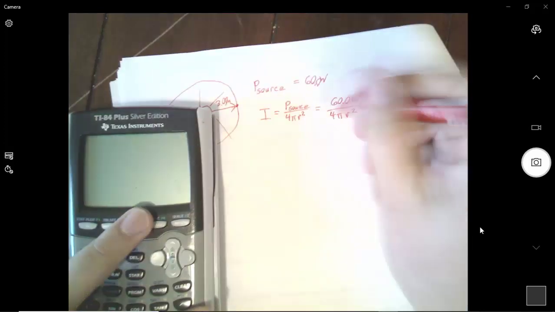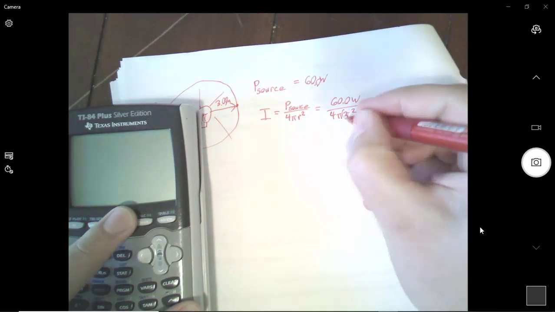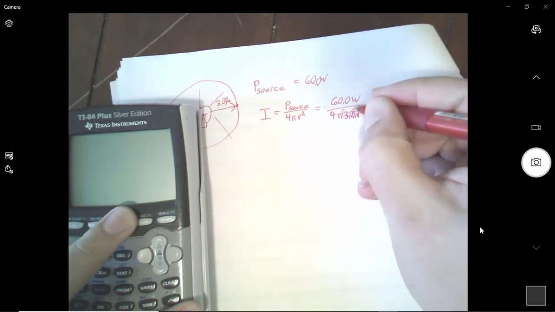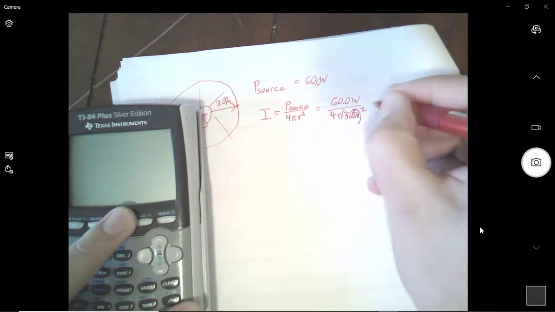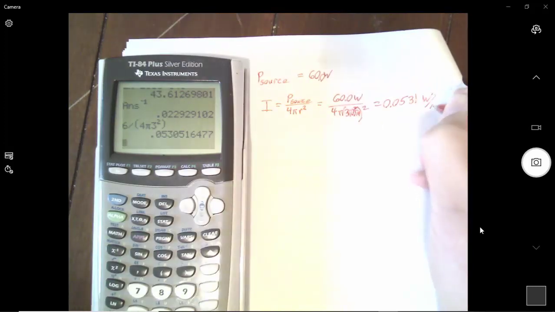Get out a handy dandy calculator, and our r, we said here, was 3.00 meters squared. And so we have 60, 4 pi 3 squared. We're just squaring the 3, and we get 0.0531. And the units are watts per meter squared.